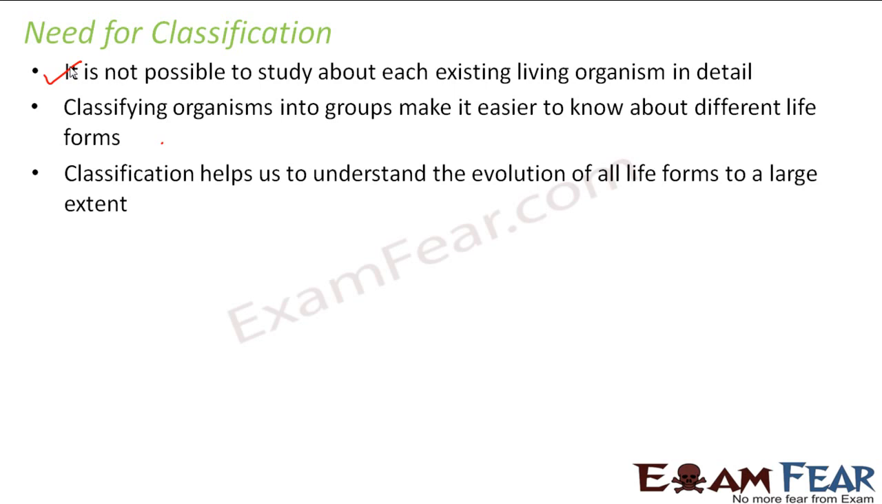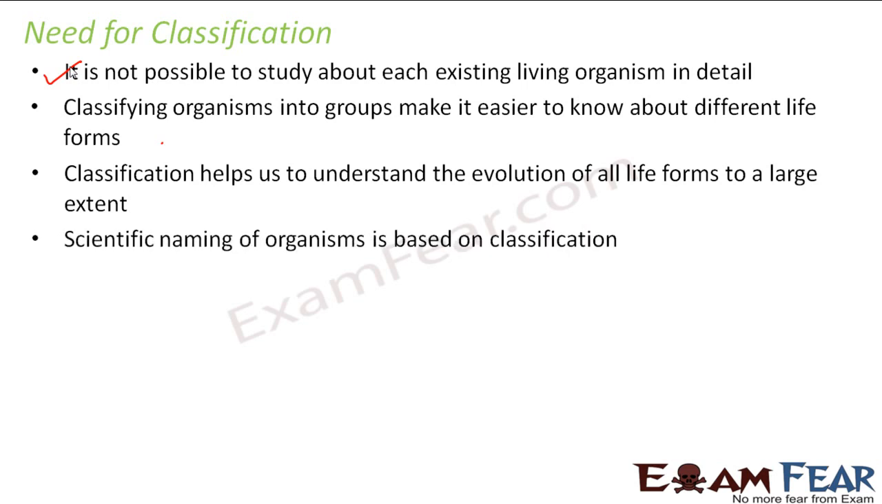Now if you understand the concept of classification, how do we classify objects? We classify objects based on characteristics. Once you are aware of the characteristics, you gradually get an idea about which organisms originated before and which other organisms originated from those previous organisms. So we get some idea about the evolution of life forms. Scientific naming of organisms is based on classification. As I said, it is not at all possible to name each and every living organism. So instead, we name organisms based on the groups into which they are classified.